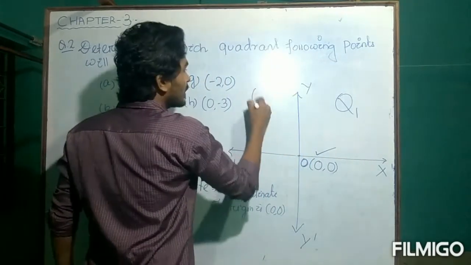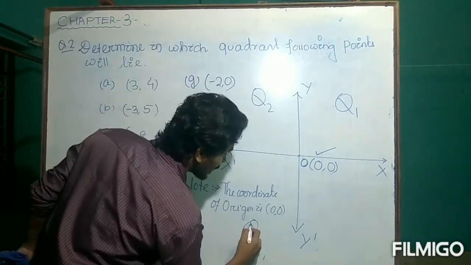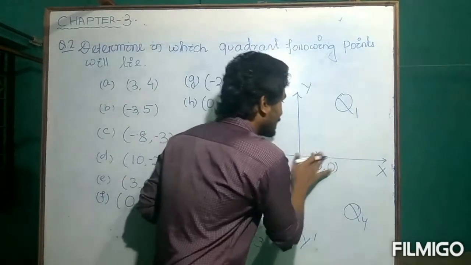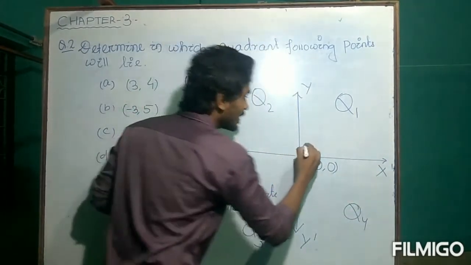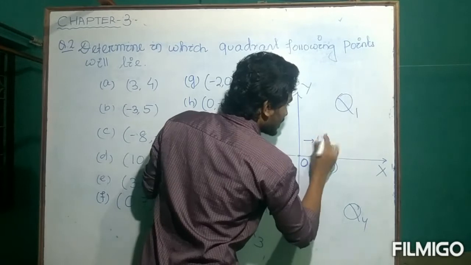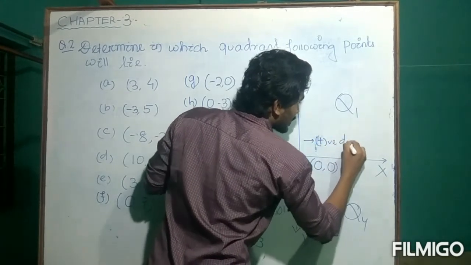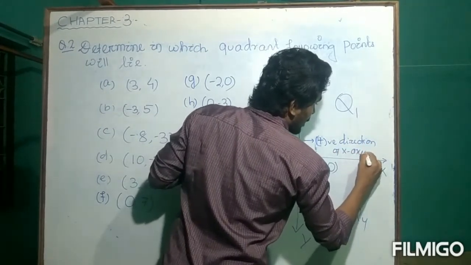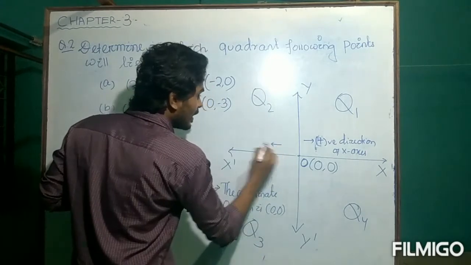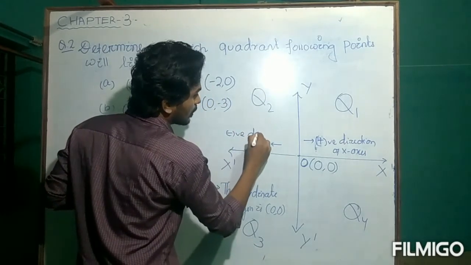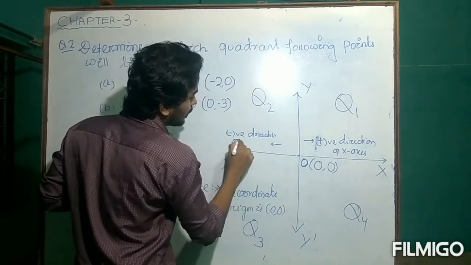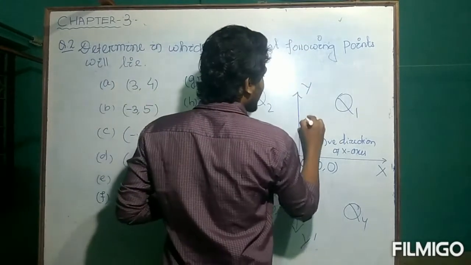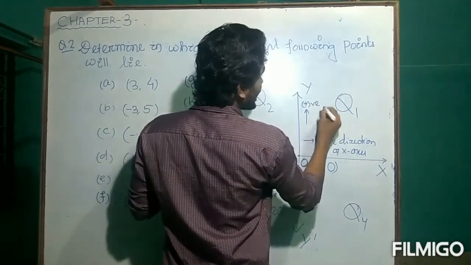This is quadrant 1, this is quadrant 2, this is quadrant 3 and quadrant 4. And we know this is the positive direction of the x-axis, so I am writing, just symbolically, positive direction of x-axis, and this side is the negative direction of x-axis. Clear? And the upward side is the positive direction of the y-axis.